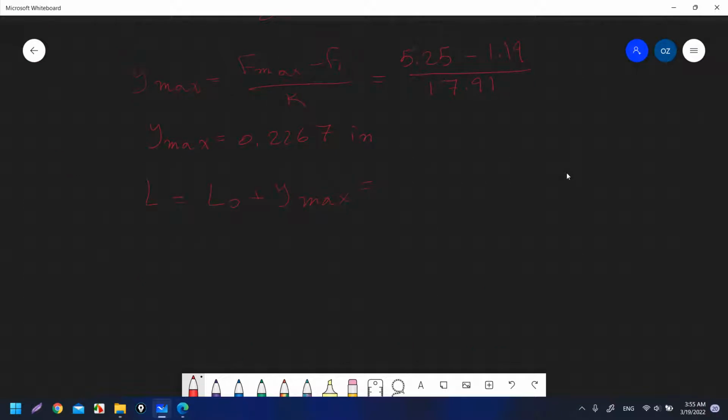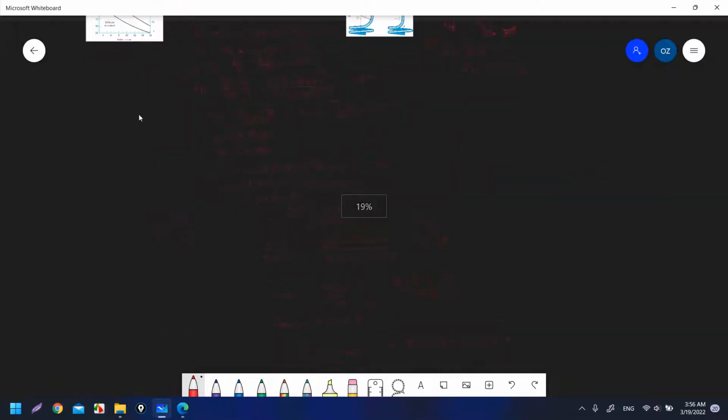So L naught is equal to 0.81695 plus 0.2267, and this will give you that L is equal to 1.044 inch. Okay, so let's see part B.